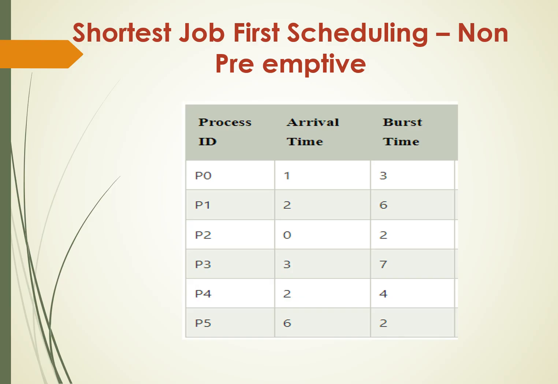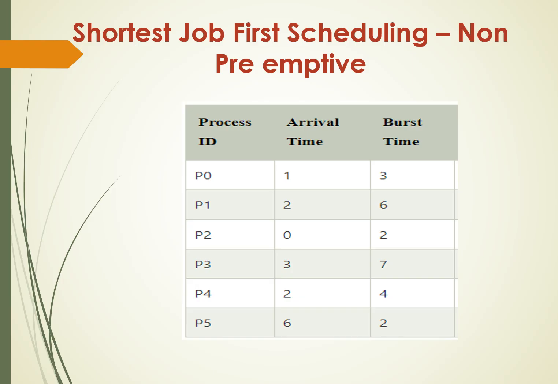So at the 0th second, who is arriving? Only P2. So we have to allow P2, since it is non-preemptive. Non-preemptive in the sense once a process gets inside the CPU, it should complete its task, and only then will it leave the CPU. That means P2 arrives at the 0th second, so we have to allow P2 to be in the CPU for 2 seconds. Till 2, P2 will be there in the CPU, do its work, complete it, and then leave.